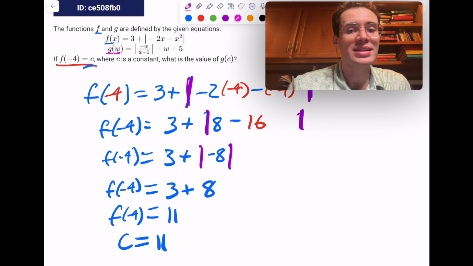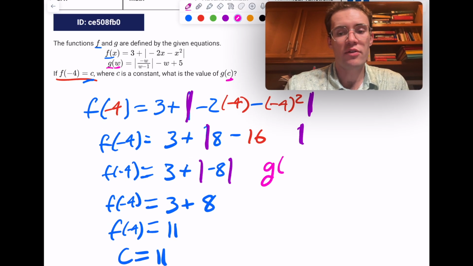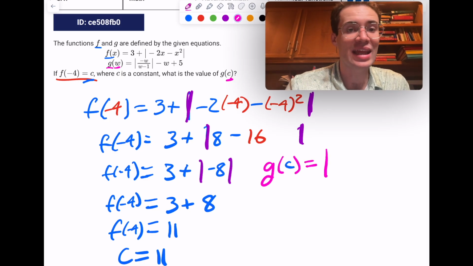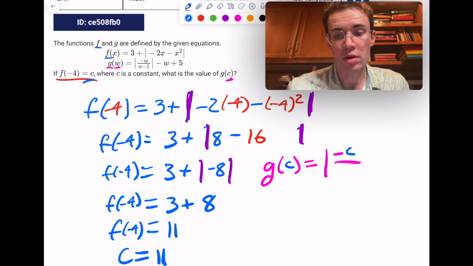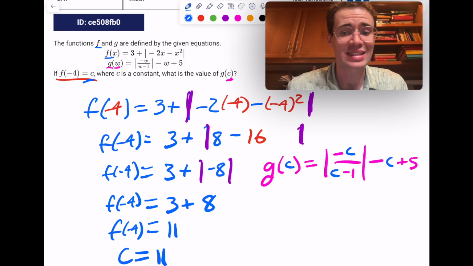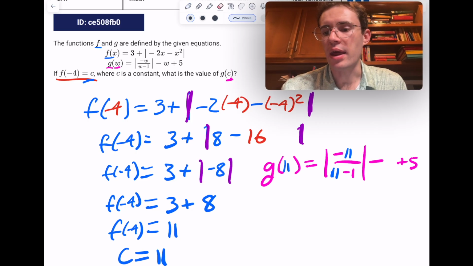We need to now plug in c, the c value 11, for the g function. It's going in as the w of the g function. So we have g of c, in place of the w, is equal to the absolute value of, instead of -w, we're going to write -c over, instead of w minus 1, it'll be c minus 1, and absolute value minus, and then our c value plus 5. And since we already knew what c was, we'll just plug in 11 here. So instead of -c, it's -11. It's going to be 11 minus 1, and then minus 11 out here.